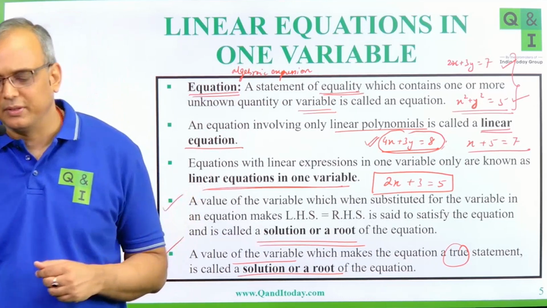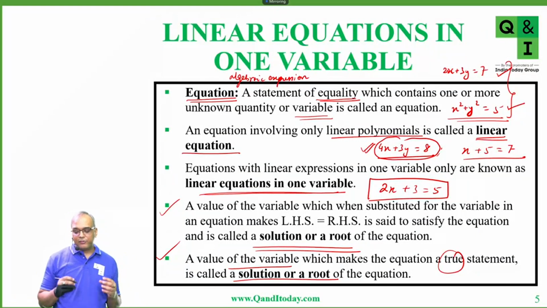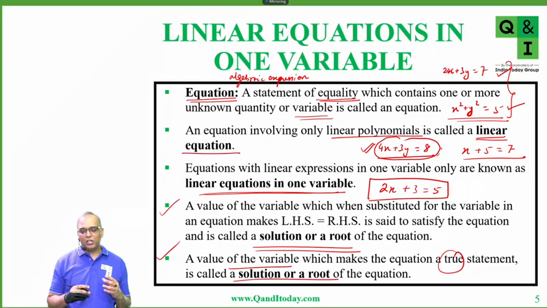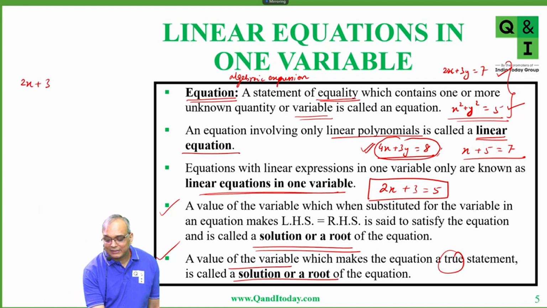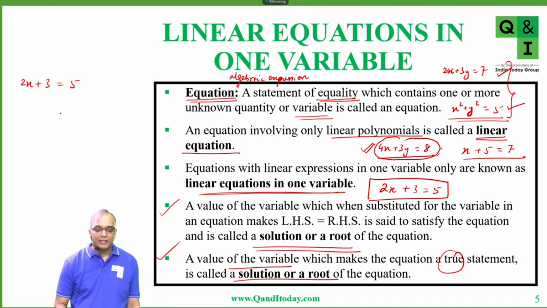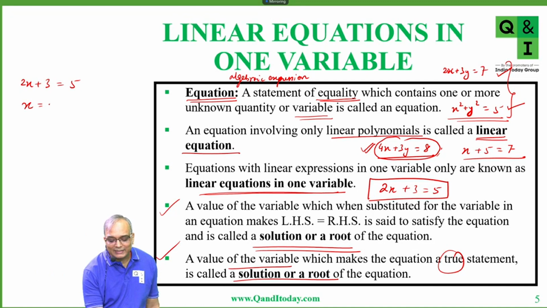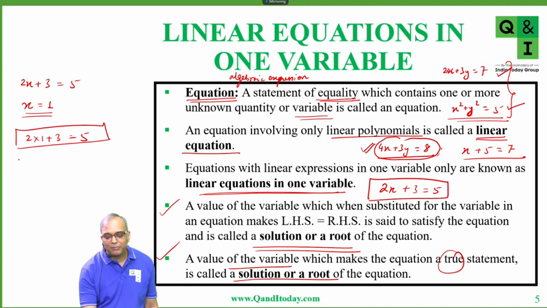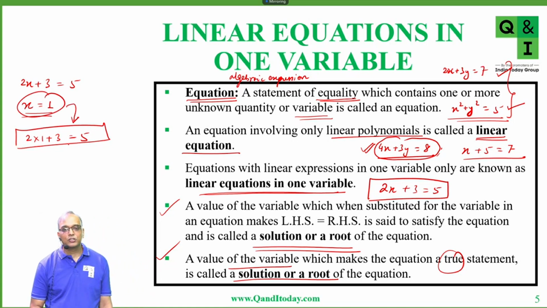Yeah, I'll repeat the last point. The last point says that a value of a variable which makes the equation a true statement is called the solution or root of the equation. For example, we have 2x plus 3 is equal to 5. This is an equation, right? So the value of the variable which makes it true: if I put x is equal to 1 here, this will become 2 times 1 plus 3 is equal to 5. This is a true statement because 2 plus 3 is equal to 5. So x is equal to 1 makes this statement true, and that's why it is called the solution or root of the equation.